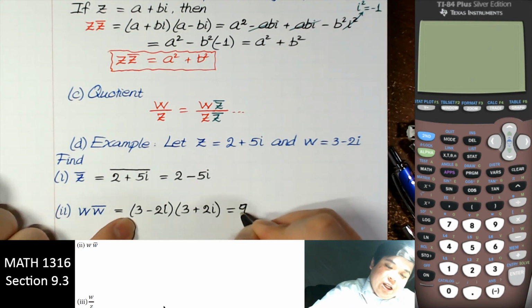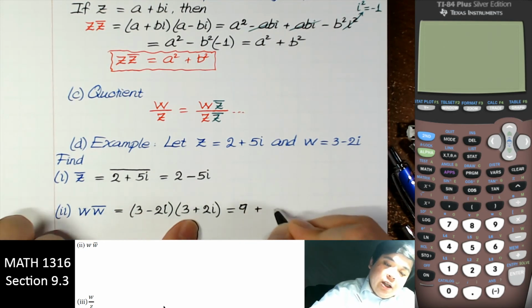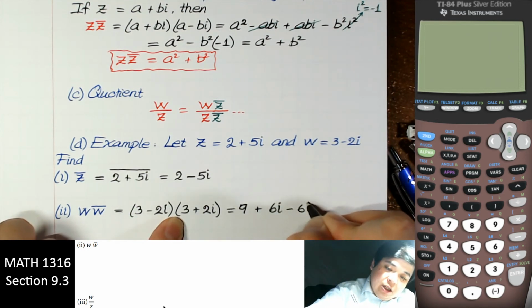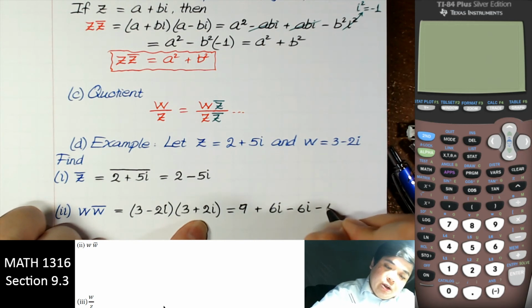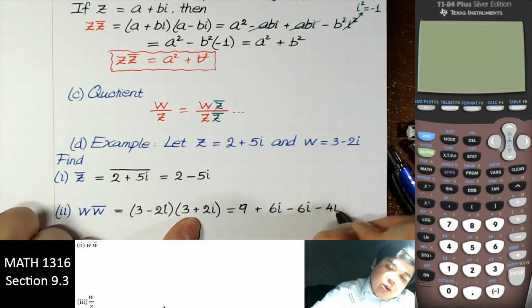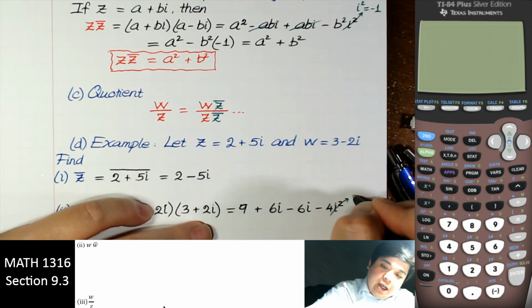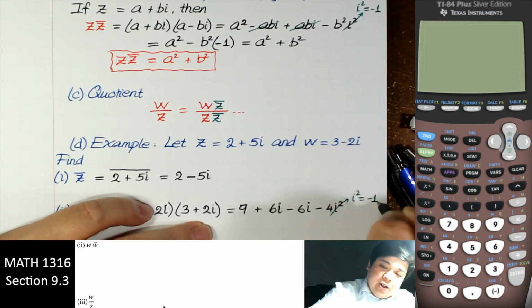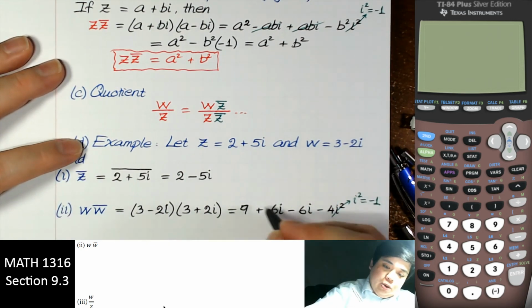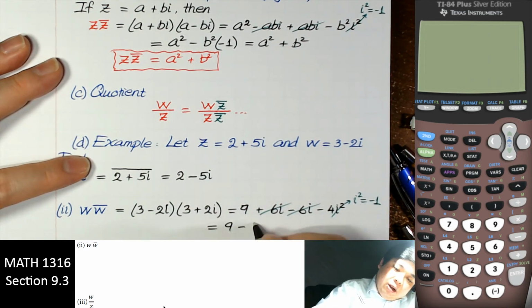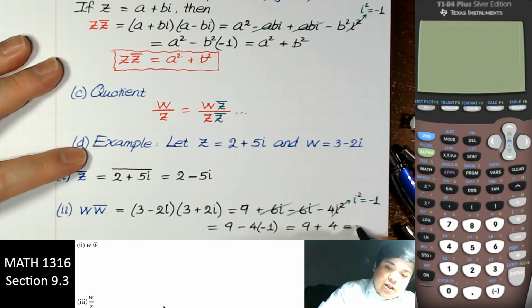3 times 3 is 9. 3 times 2i, that will be 6i. Negative 2i times 3 is minus 6i. And negative 2i times 2i is negative 4 i squared. And once again, i squared is negative 1. Also the 6i cancel out. So we just have 9 minus 4 times minus 1. So 9 plus 4, 13.